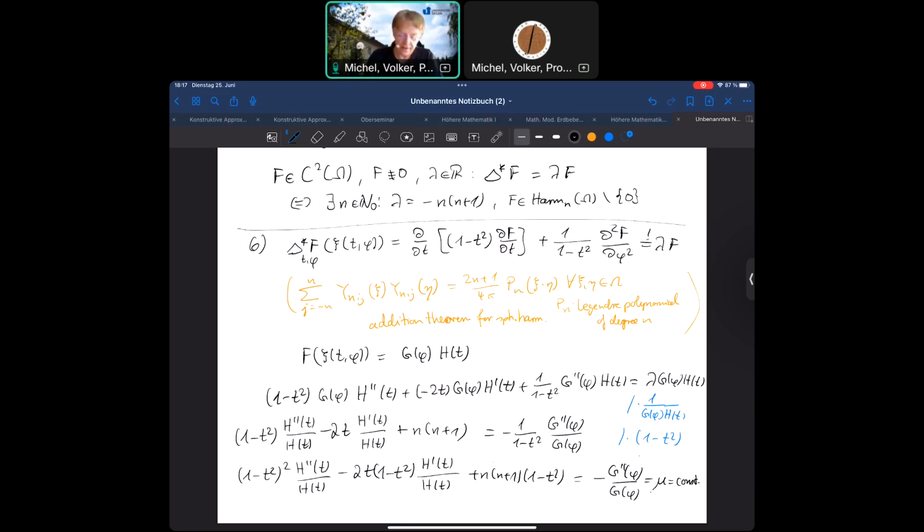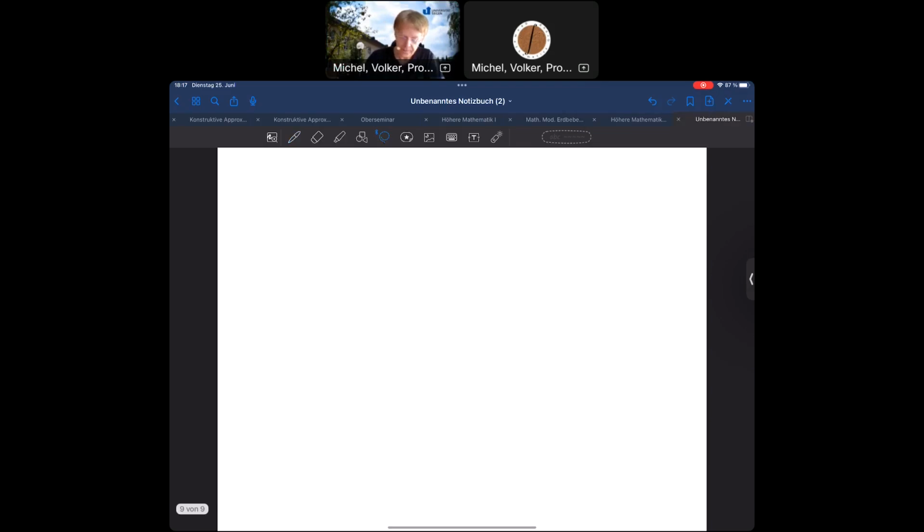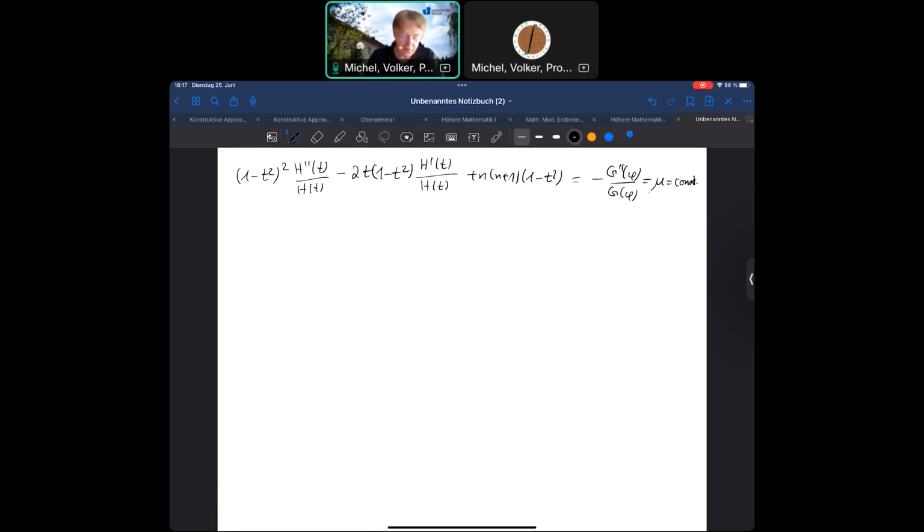Now I will take this, I will copy that to the next page. Okay, this gives me two differential equations. Or maybe I have already enumerated with numbers. Let's say A. I will start with the easy one, g double prime of phi equals minus mu times g of phi.